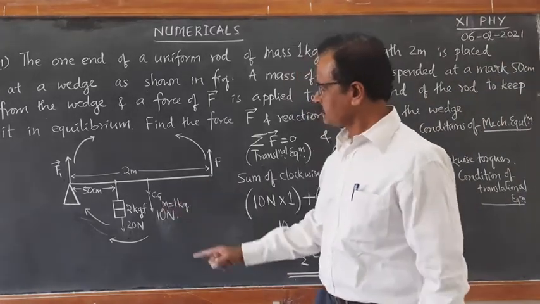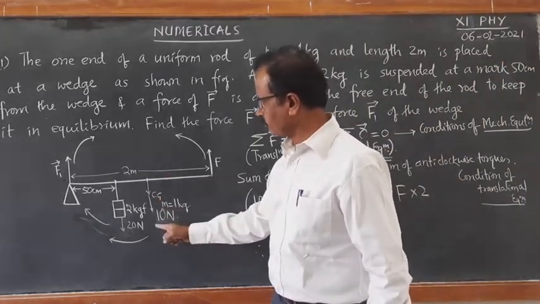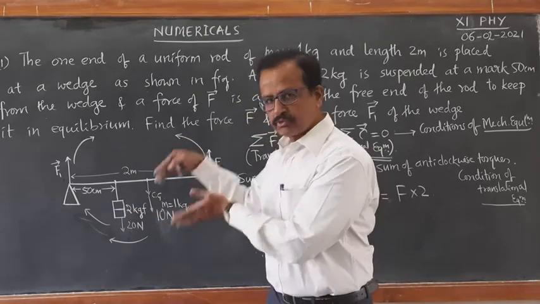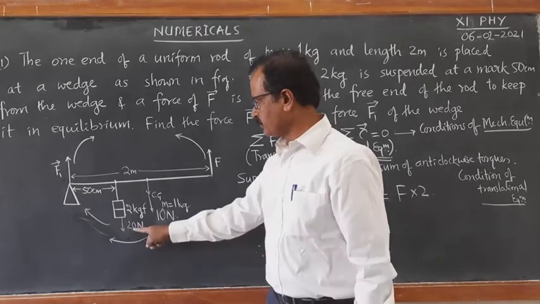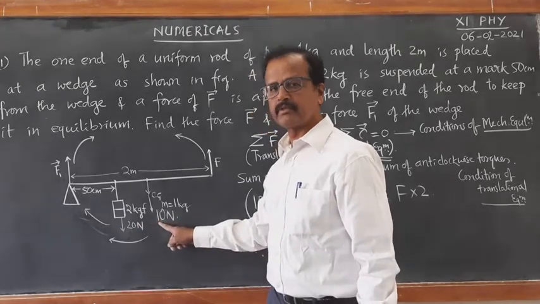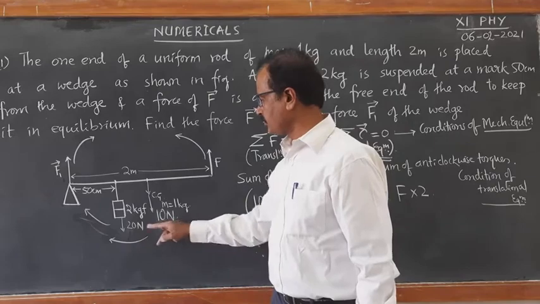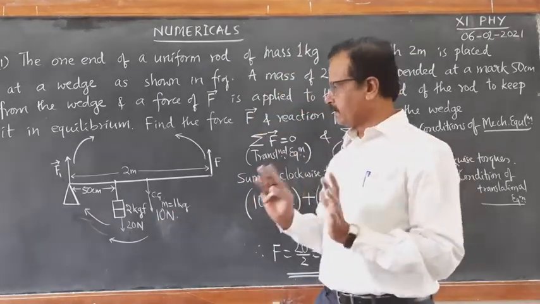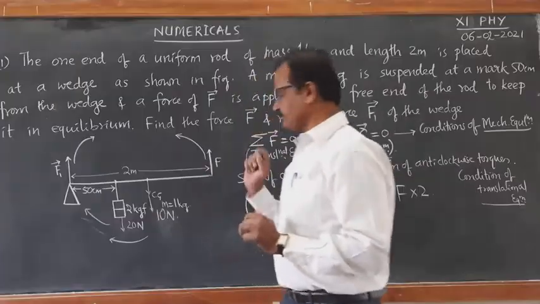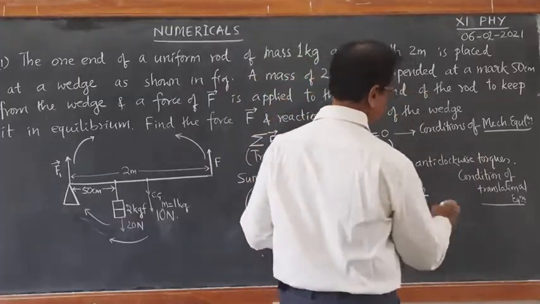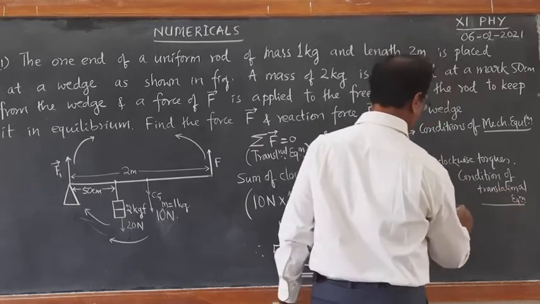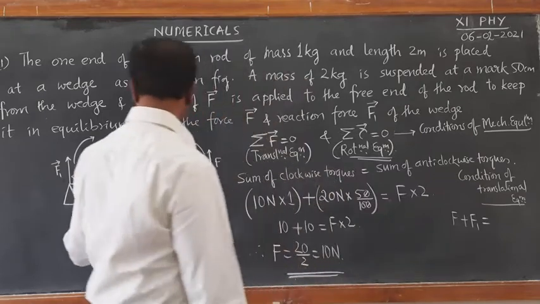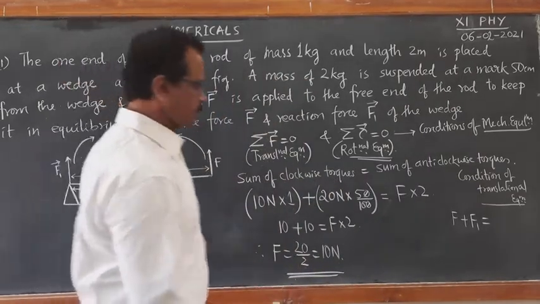Look at the diagram. 10 Newton force is acting vertically downwards. 20 Newton force is also acting vertically downwards. So these are the two forces acting vertically downwards. So the net force here becomes 10 plus 20, 30. These 20 plus 10, 30 Newton, they balance F1 and F. So I can write the condition of translational equilibrium. F plus F1 must be equal to 20 plus 10, 30 Newton.